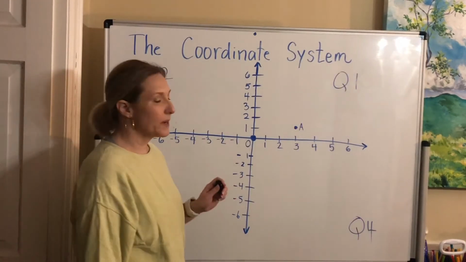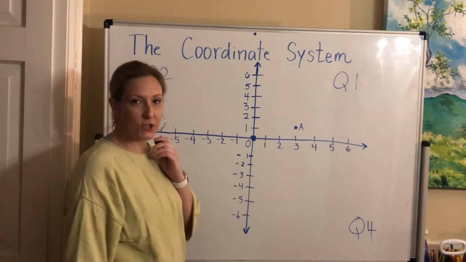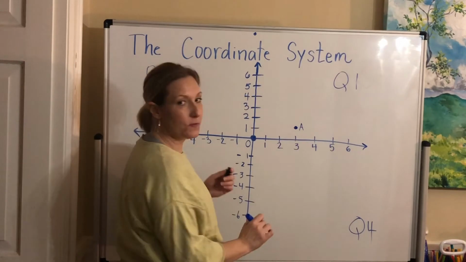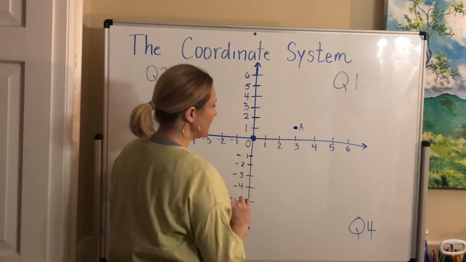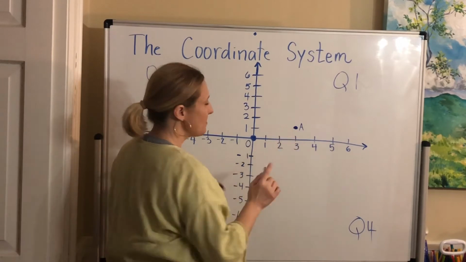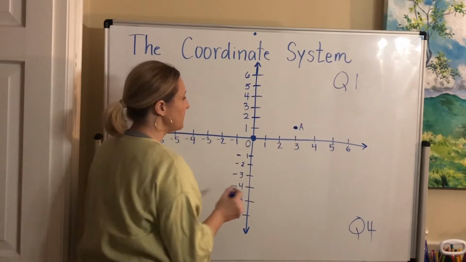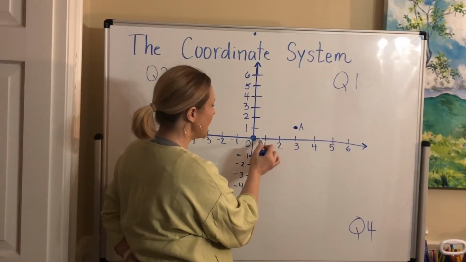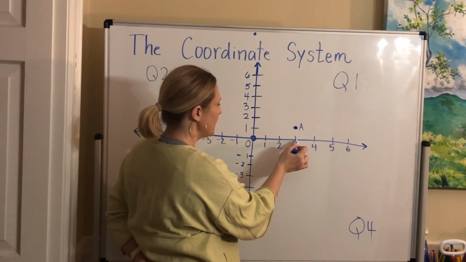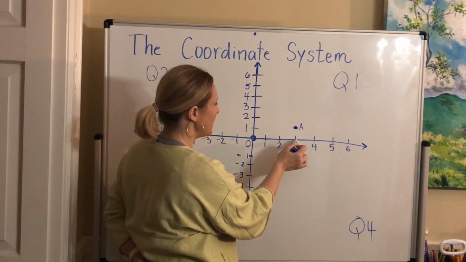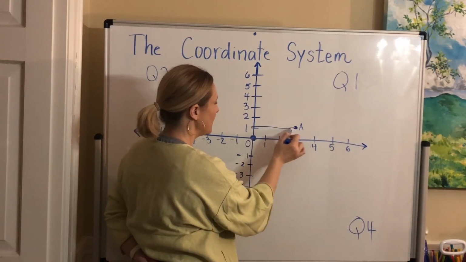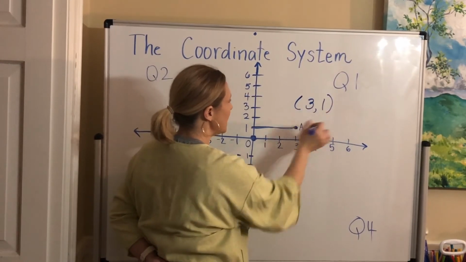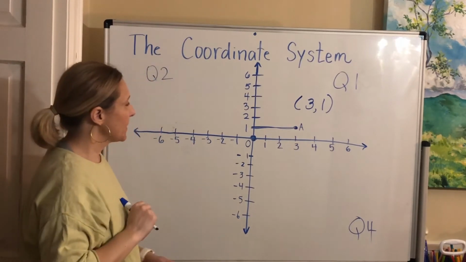Okay, so look at number 1 on your investigation, okay? It asks you what are the coordinates for point A, okay? So remember that the x-axis always has to be listed first. So we start at the point of origin, we count over to where the dot is, 1, 2, 3. So it's positive 3, and it's up how many places? 1, okay? So this coordinate point is positive 3, positive 1, 3, 1, okay?